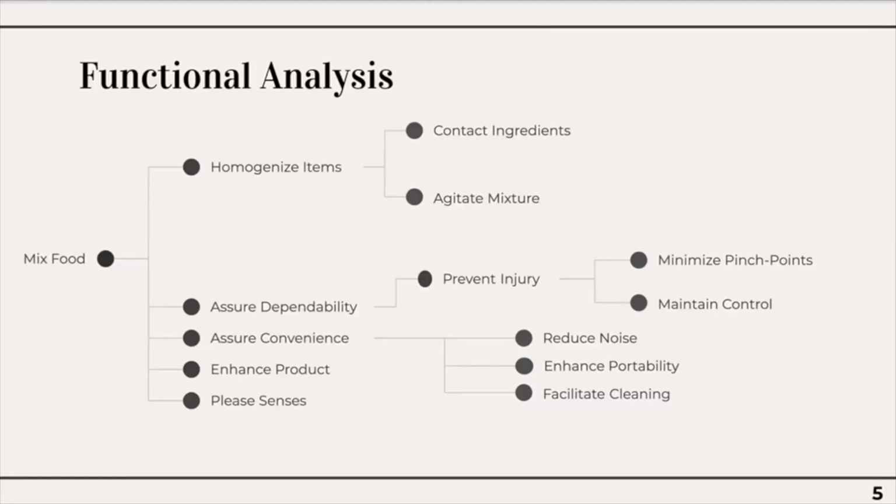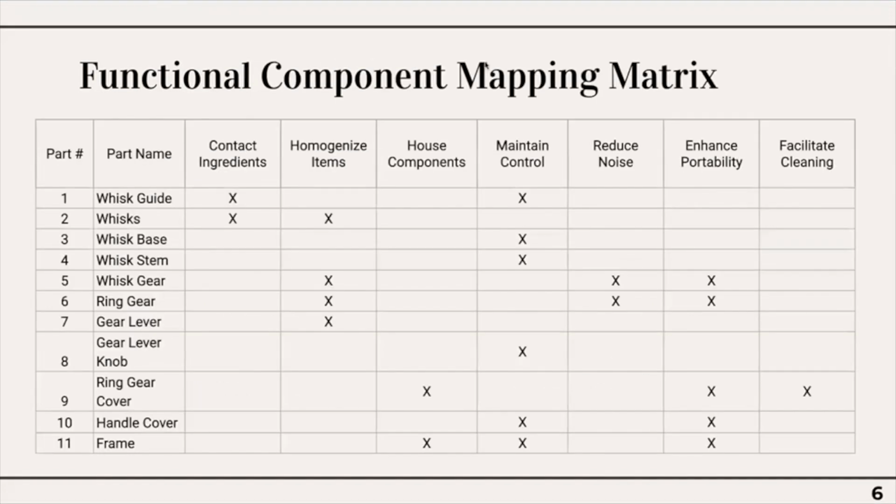Here is our FAST diagram. We have one main branch that relates to homogenizing items with the mixture, and it needs to make contact with the mixture and/or agitate it. We can see in this next slide our functional component mapping matrix. Many components have a role in homogenizing items or maintaining control during use.